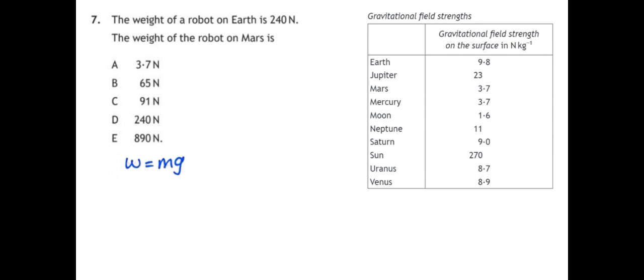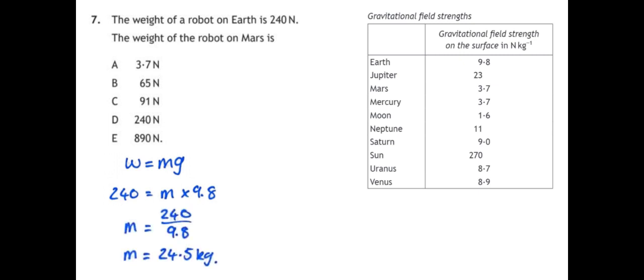So I know the weight on Earth. In order to find the weight on Mars, I need to multiply its mass by the gravitational field strength on Mars. We don't know its mass, so we have to first use its weight on Earth to find its mass, and then use that mass to find the weight on Mars. Firstly, using the weight on Earth, we use W equals m times g. Its weight on Earth is 240, g on Earth is 9.8, so the mass is 240 divided by 9.8, which is 24.5 kilograms.